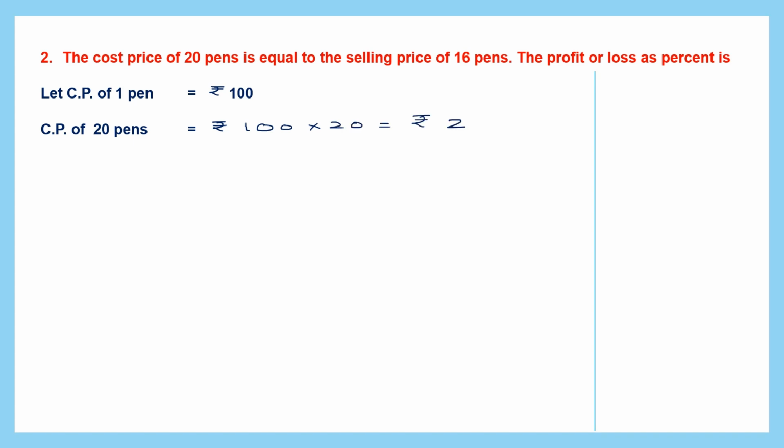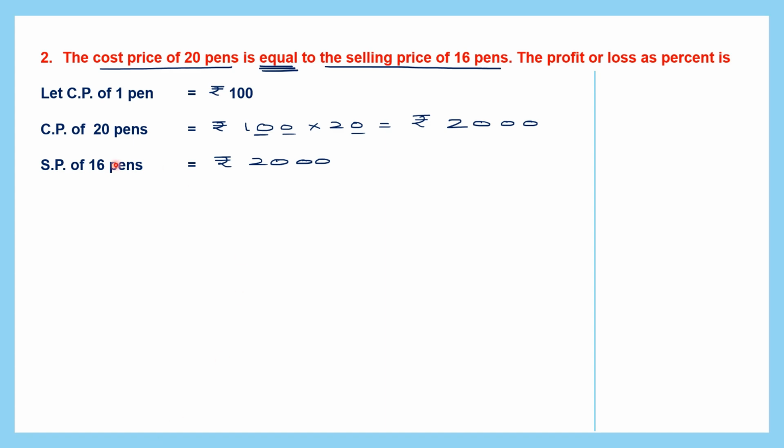So 100 into 20, you multiply only the numbers. 1 into 2 is 2. Then see 1, 2, 3 zeros. You can add 3 zeros. So that makes it 2000. So this is the cost price of 20 pens and the selling price of 16 pens also. Now why is this the same? Because that is what the question says. The cost price of 20 pens is equal to the selling price of 16 pens.